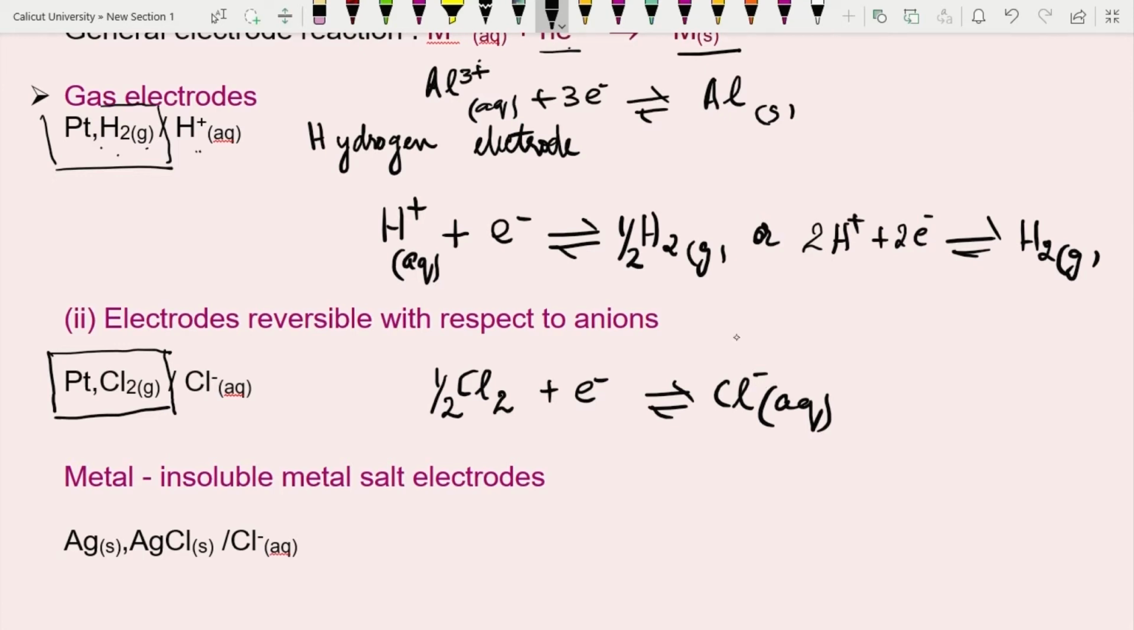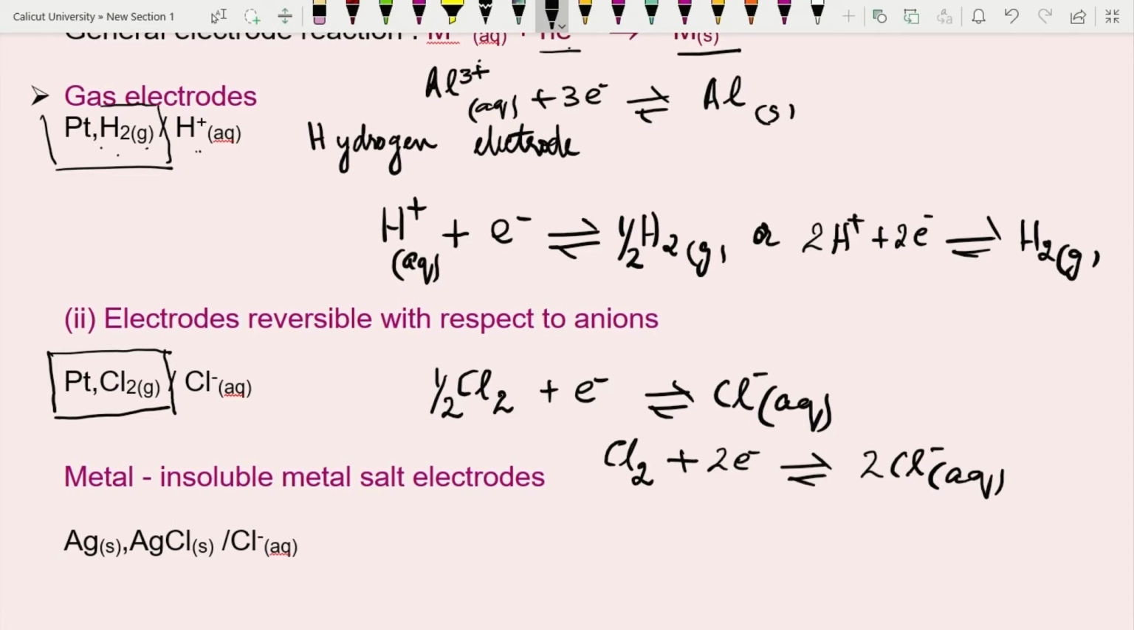Here you have to see that I can put it as half chlorine, then there is only one electron. Instead, if I take chlorine Cl2, it is a bimolecular compound. So, if I take 2 chlorine, I have to put 2 electrons, which in turn will give you 2 Cl minus in the aqueous form. In whichever way, just like in the case of hydrogen, you can put it either way. Anyway, it is the correct way of representing the electrode reaction.